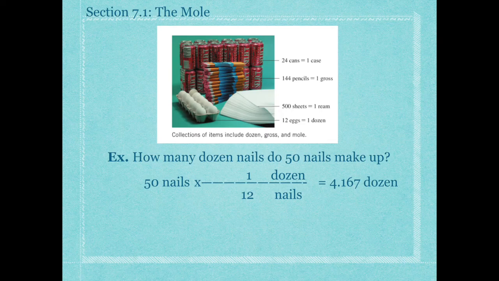Now I need to round to the correct number of significant figures. Okay, and so there's going to be one significant figure here because 50 is one sig fig, even though it is counted. So this is going to be 4 dozen. All right, not too crazy.